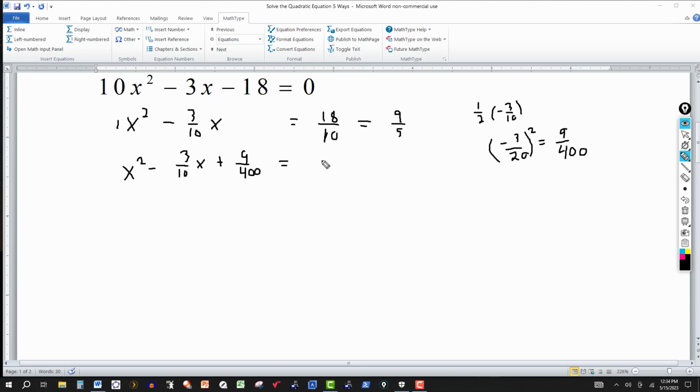But whatever I add to one side, I have to add it to the other side. So this will give me then on the right side 9/5 plus 9 over 400. Now the left side should be a perfect square.